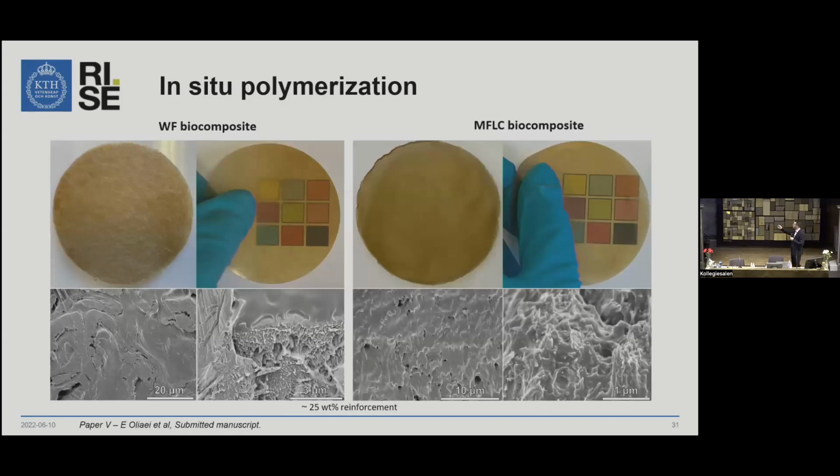In these images, you see the wood fiber biocomposites before and after hot pressing, and also similarly for the MFLC biocomposites. And the cross-section of these structures. The dispersion of MFLC and wood fibers seems pretty good. And if we take a look here, the interfacial bonding seems pretty good, as we don't see any sign of debonding.